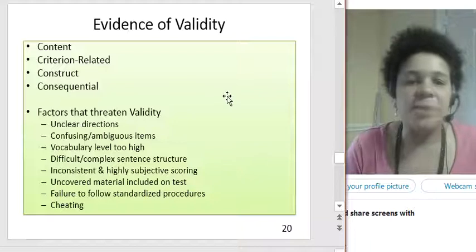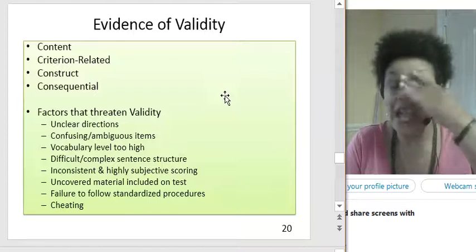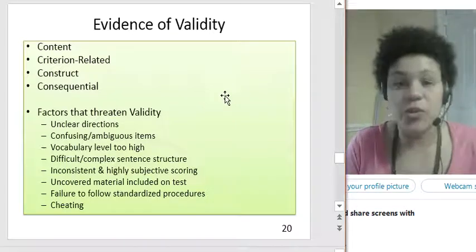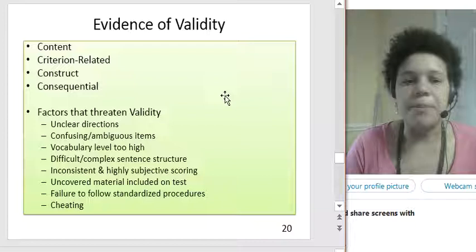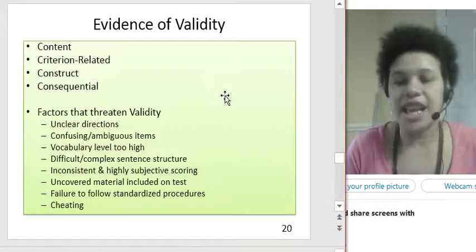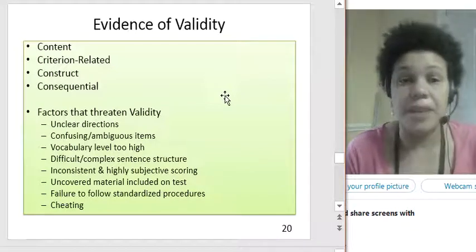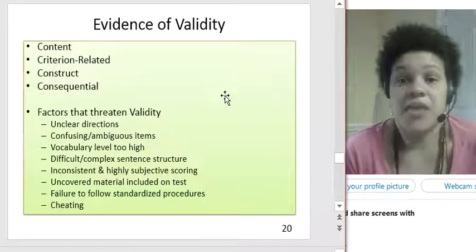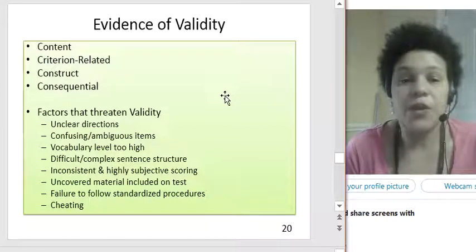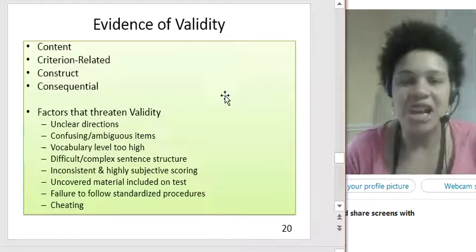Evidence of validity. There's content validity, criterion related validity, construct validity, consequential validity. You'll see these terms as you're reading papers, and basically they're just different types of validity. For example, content validity is the test measuring in the domain or the subject or the discipline that we're looking for. So, for example, do the items in my happiness scale actually relate to happiness?